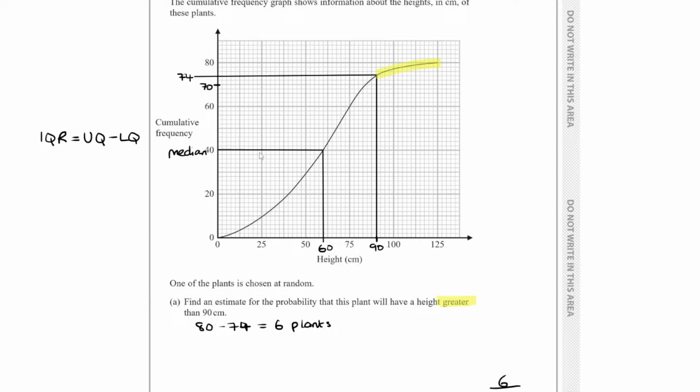Now, we said the median is the middle. That's like 50%, isn't it? Or a half. The upper quartile is therefore 75%, or 3/4, whatever you want to use. And the lower quartile is 25%, or 1/4. And that's of the total number of plants. So we need to know what is 1/4 of 80. Well, obviously 80 divided by 4 is 20, or it's half the median, isn't it? So for the lower quartile, I'm going to go across at 20.